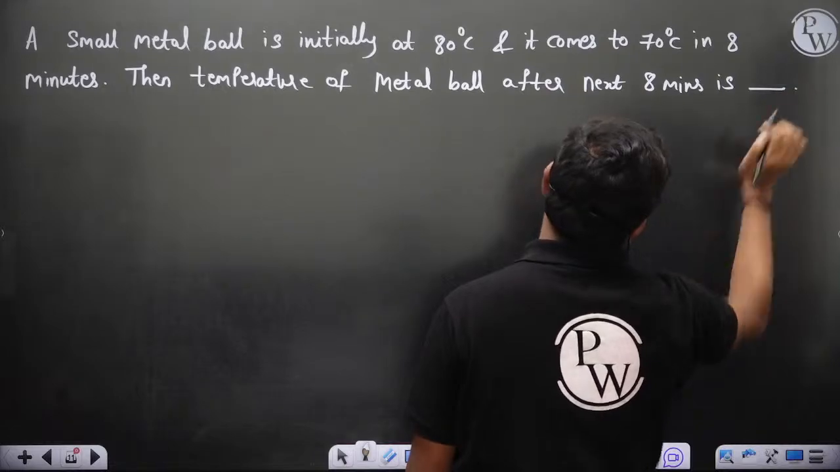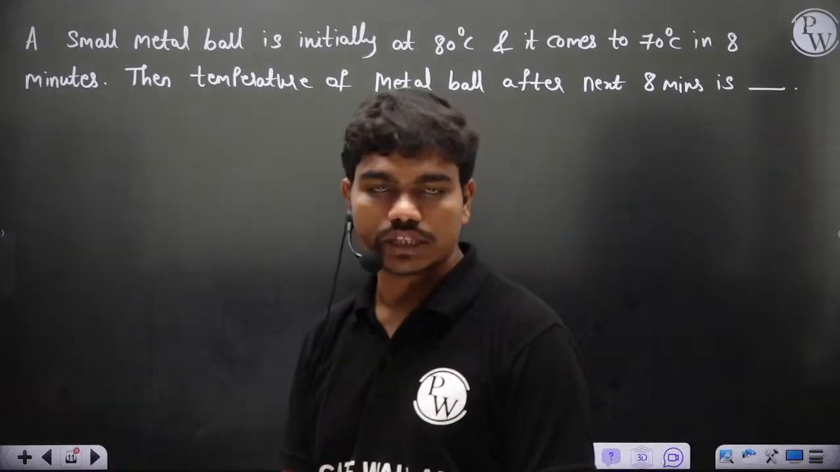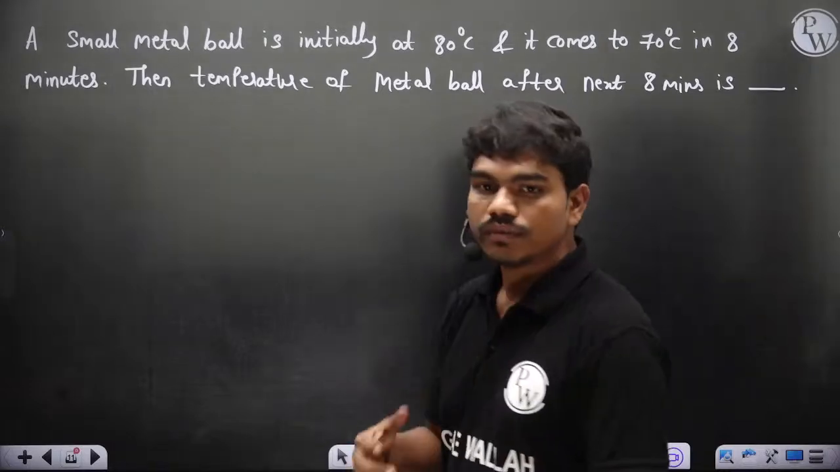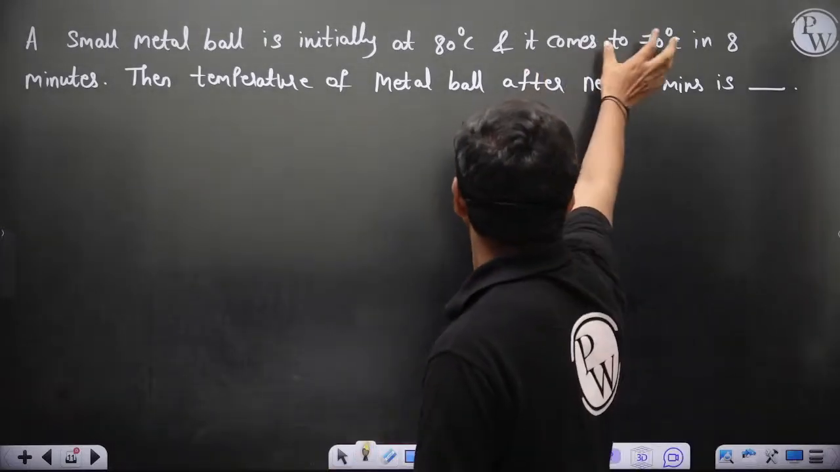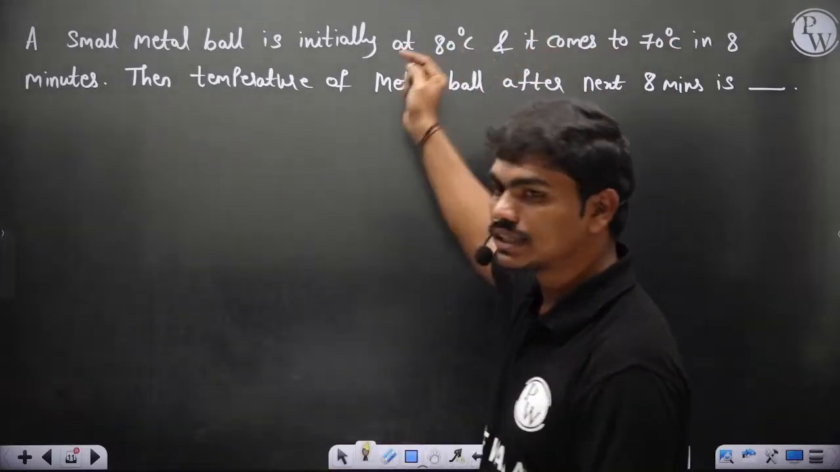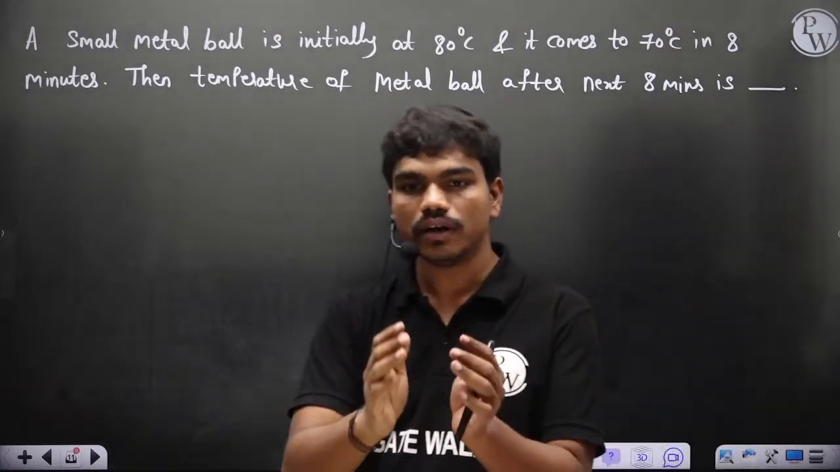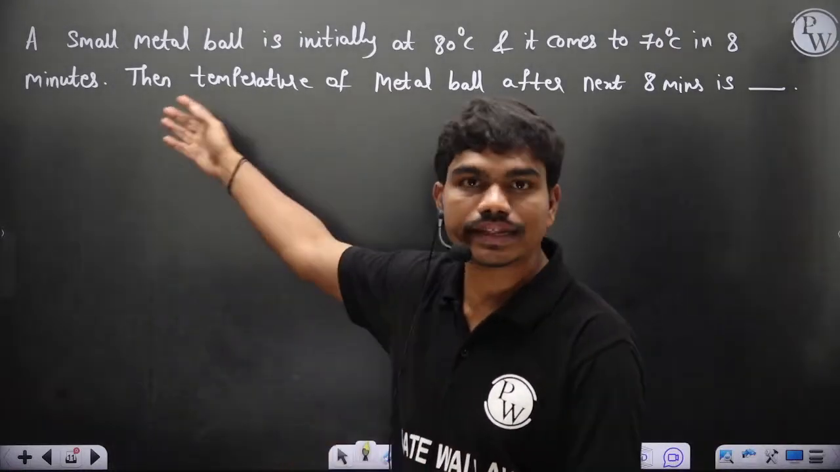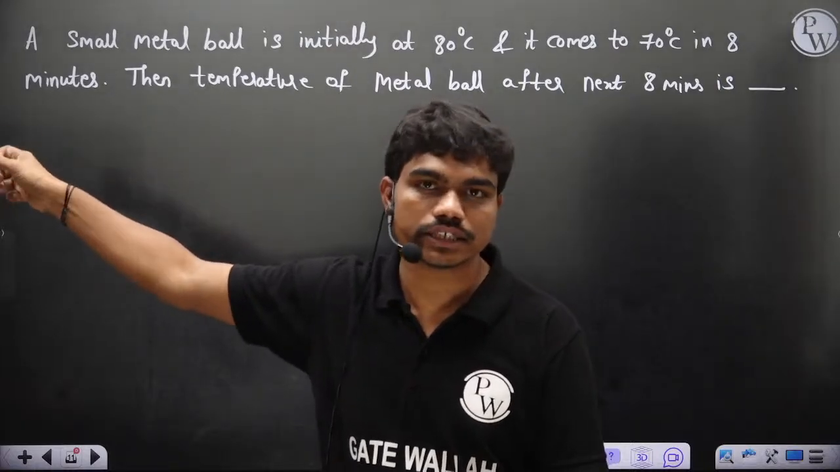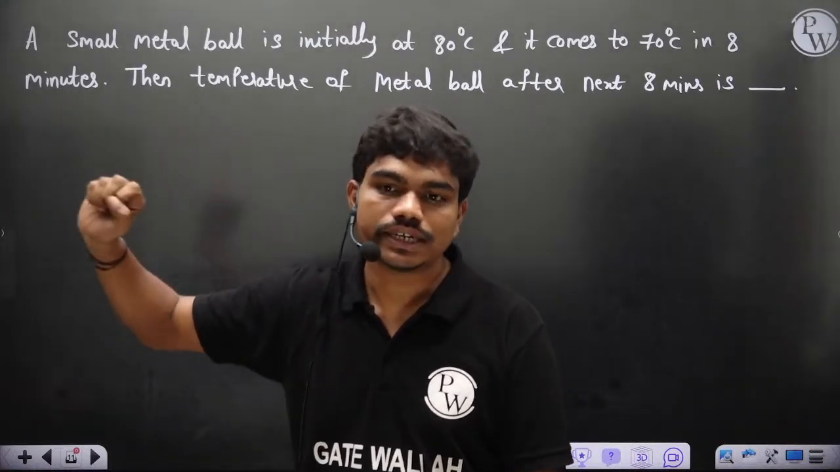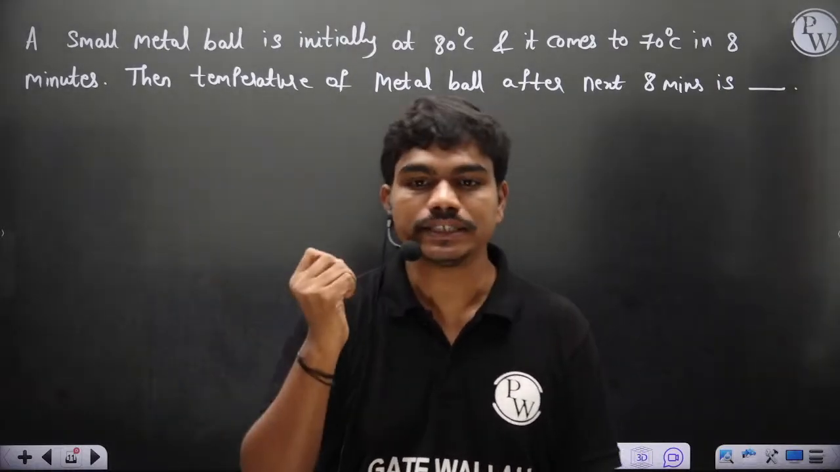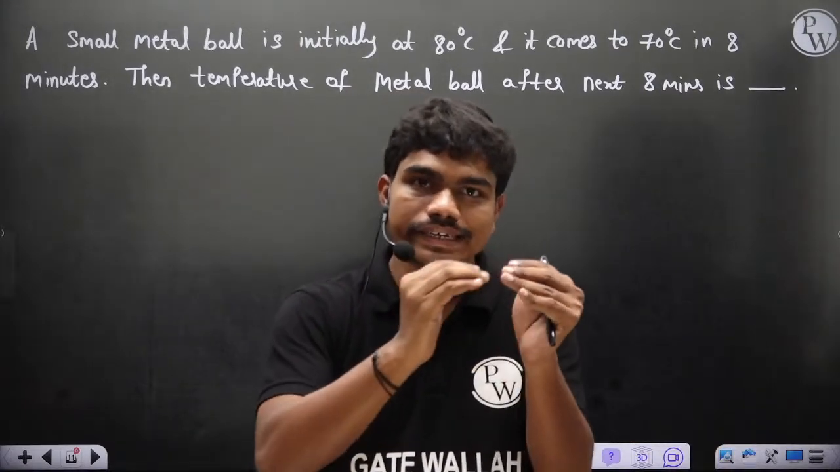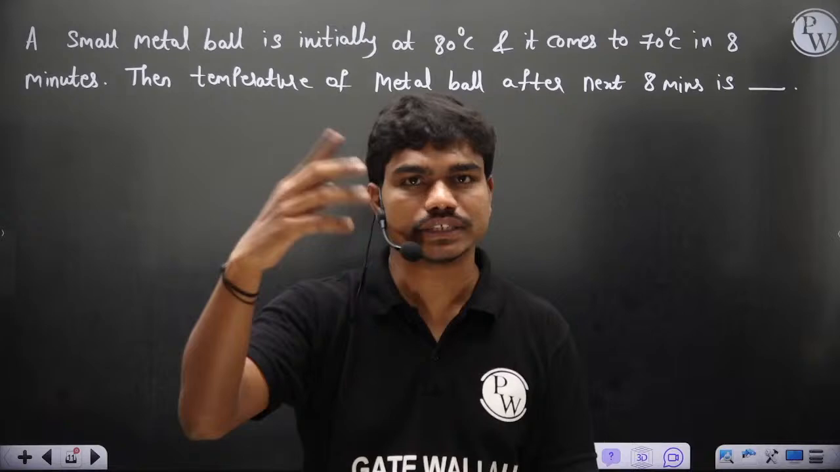Many times it happens that since in the first 8 minutes it is decreasing by 10 degrees Celsius, people feel that this ball is decreasing 10 degrees Celsius for every 8 minutes. So they are very tempted to write the answer 60 degrees Celsius, but actually it's wrong. 60 degrees Celsius is not going to be the answer, because in the first 8 minutes the temperature of the body is changing from 80 to 70, but the atmosphere is at some fixed temperature, let's say 20.